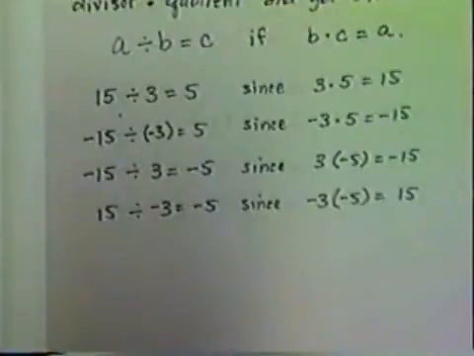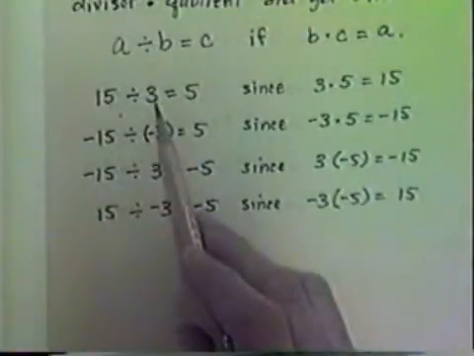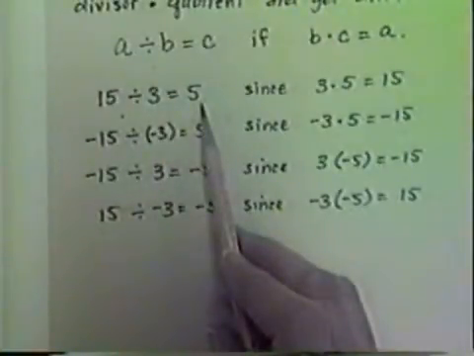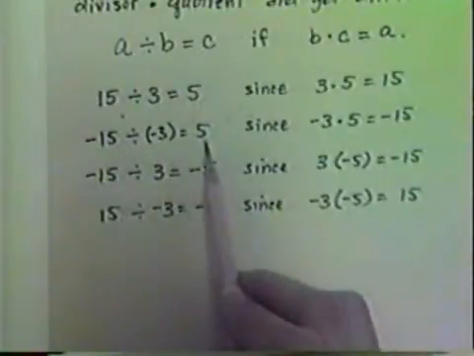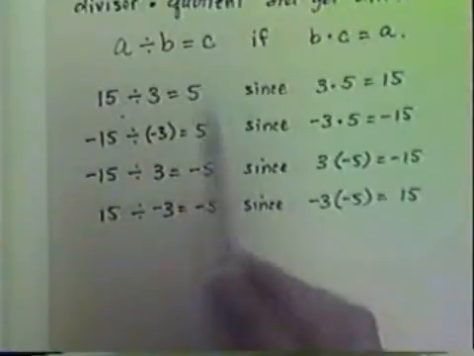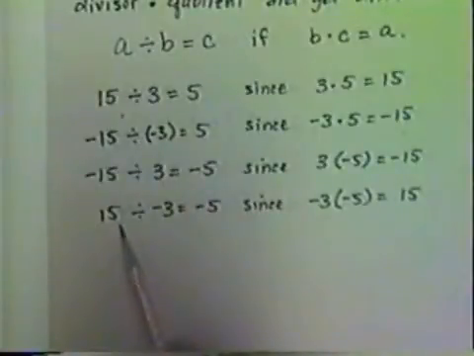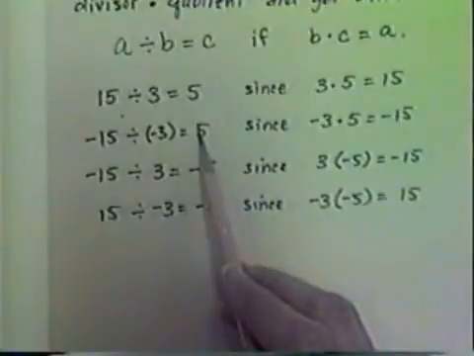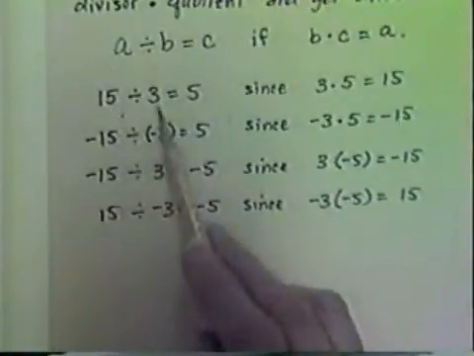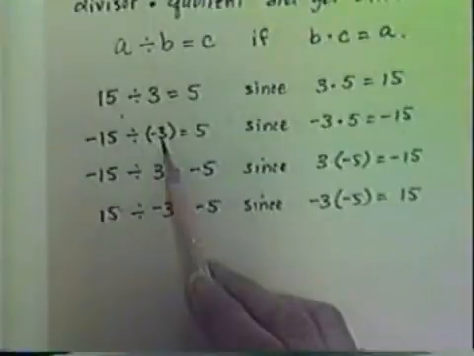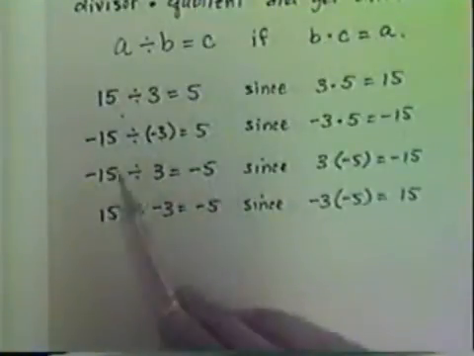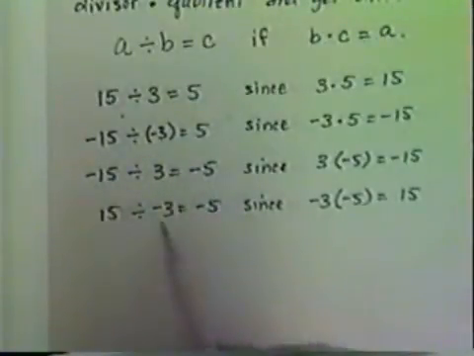So this gives us the different combinations that can occur. We can have positive divided by positive to give us a positive answer. We can have negative divided by negative to give us a positive answer. Or we can have negative divided by positive to get a negative answer, or positive divided by negative to get a negative answer. The answer is positive when the dividend and divisor have the same sign. The answer is negative when the dividend and the divisor have different signs. And so, we have a rule.